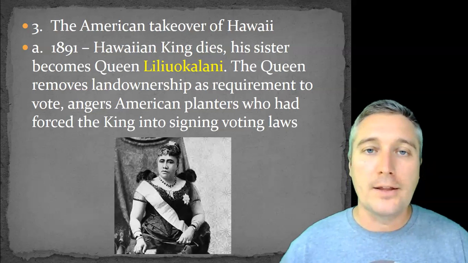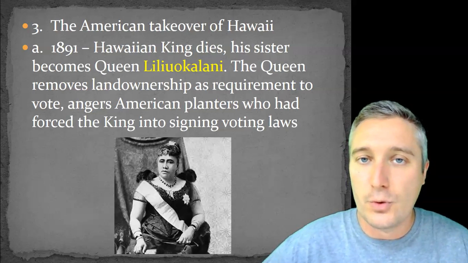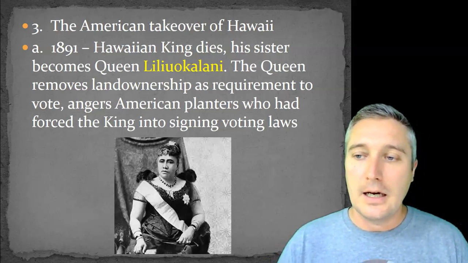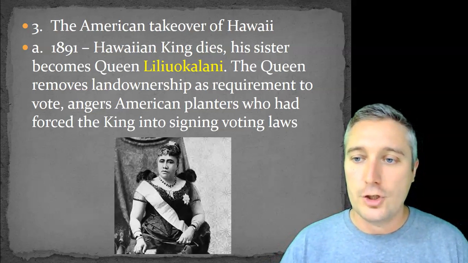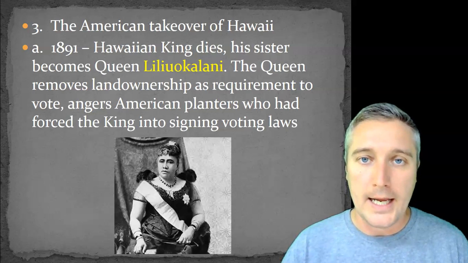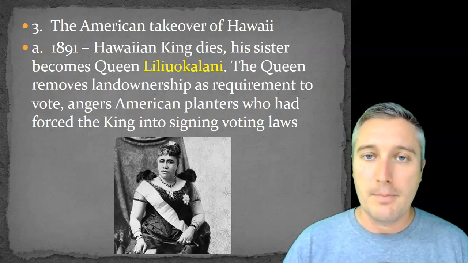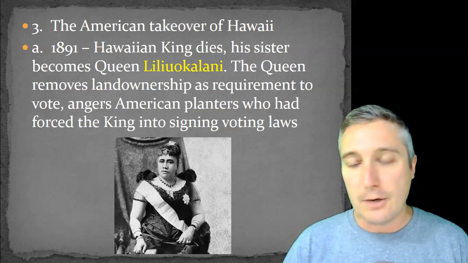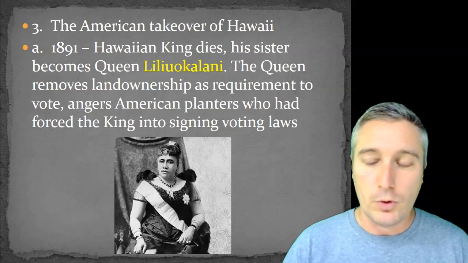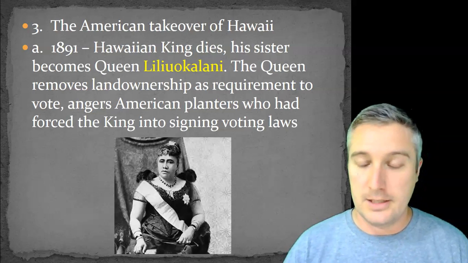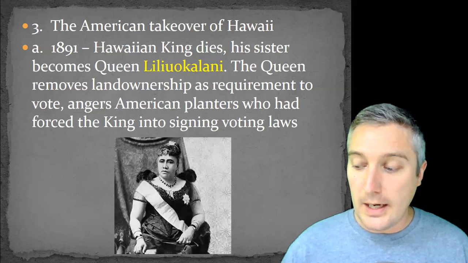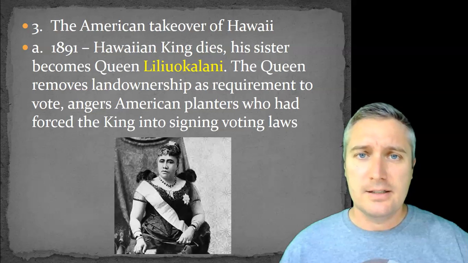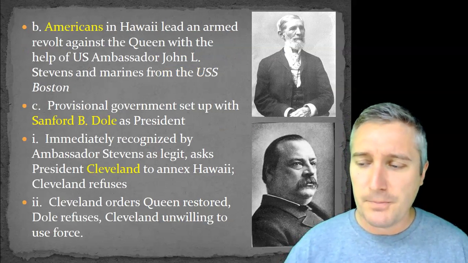In 1891, the Hawaiian king dies. He is replaced by his sister, Queen Liliuokalani. Now, Queen Liliuokalani was very headstrong, and she understood that this nation of Hawaii was being overrun by these wealthy Americans. And so she instituted some changes immediately. She got rid of that landowner requirement to vote, which made a lot of Americans, wealthy Americans, mad. And so basically, she is really kind of taking it to the Americans there.